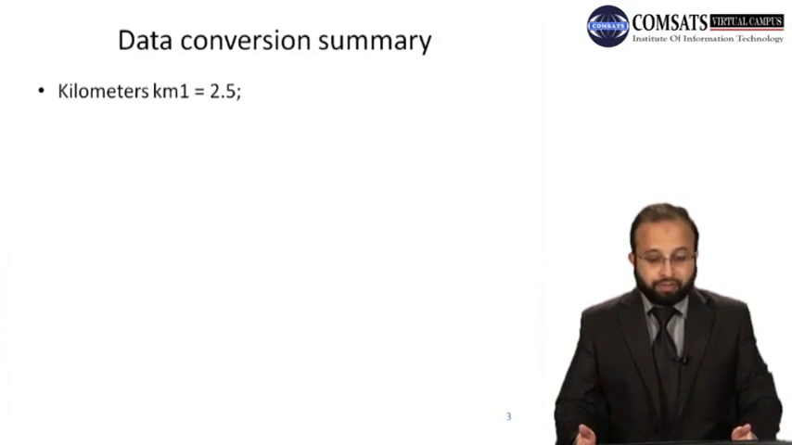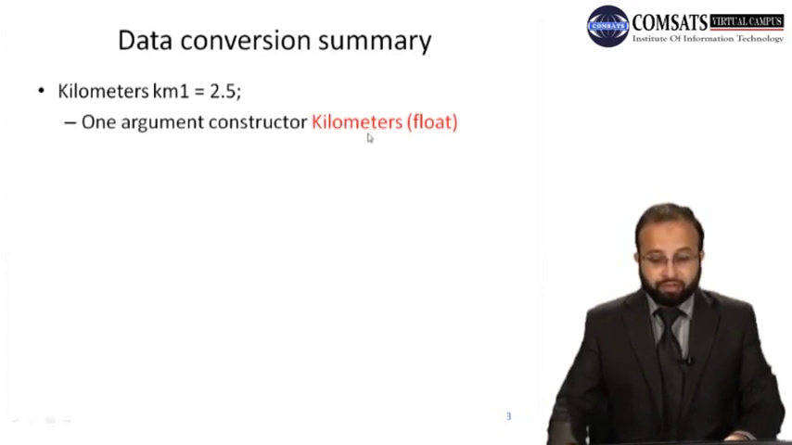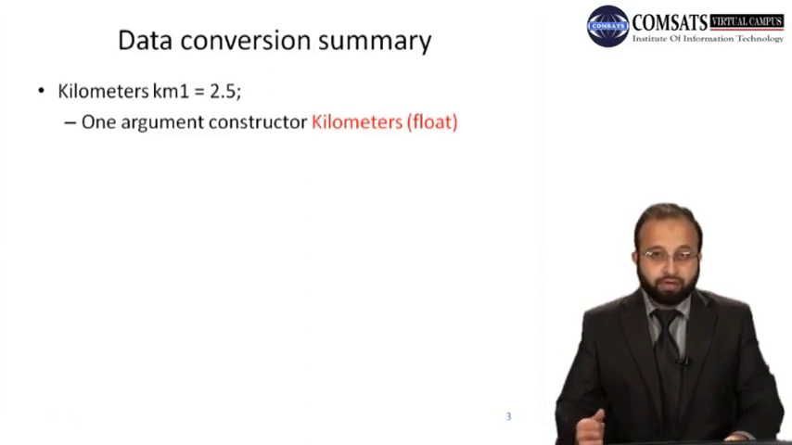In this particular statement we are converting a floating point value, or assigning the floating point value, to an object km1 of a kilometers class. For this you need a one argument constructor in the kilometer class, and the prototype of the constructor is Kilometers, and you are passing a floating point value to that constructor, and then you assign that floating point value to the private data member of the invoking object, that is kilometer.